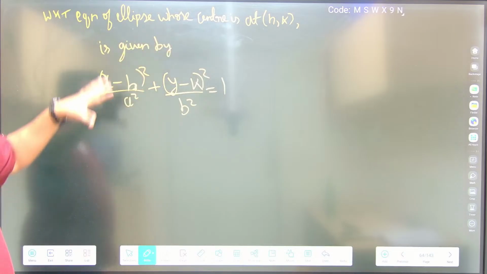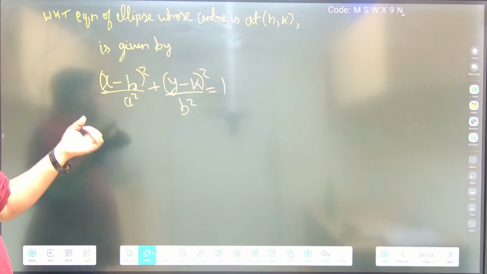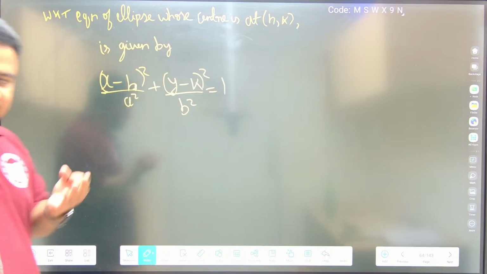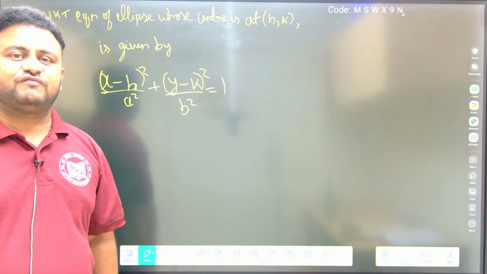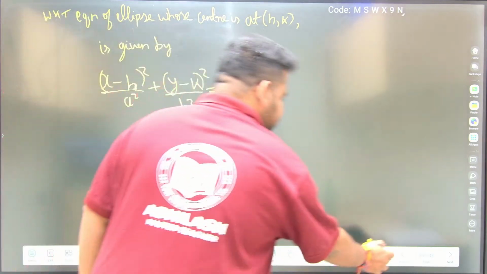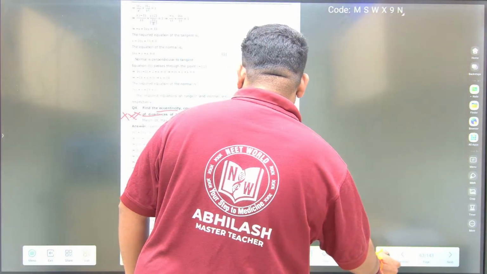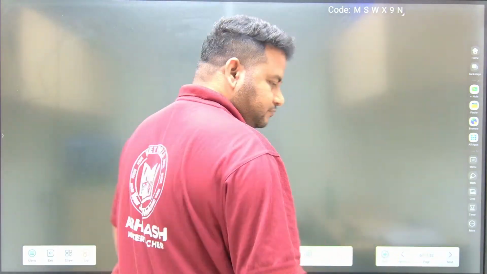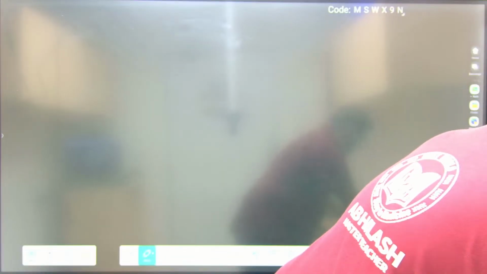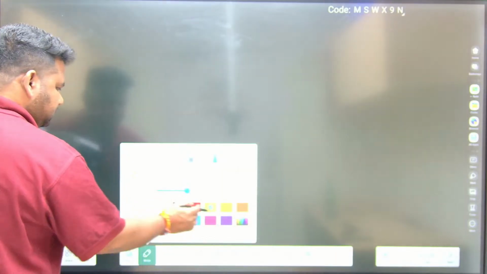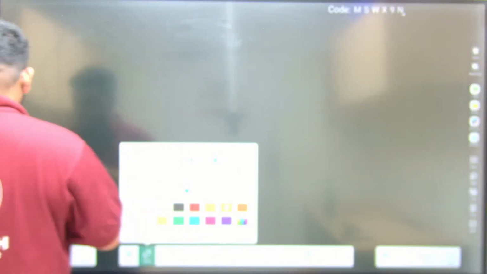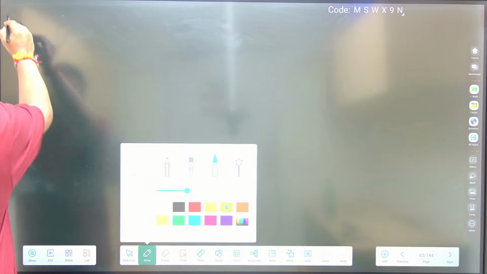Now for this type of question, how to find the eccentricity, foci, length of the latus rectum, and also the equation of the directrix? So let us take up this question, friends. The question given is, observe carefully. Let me take the solution.